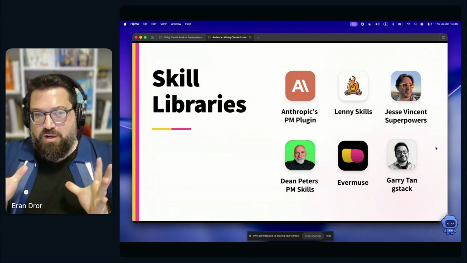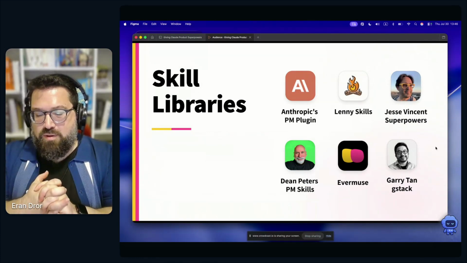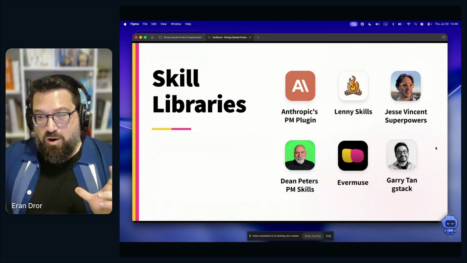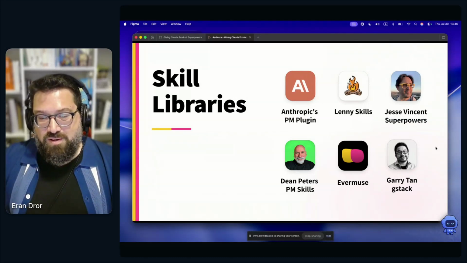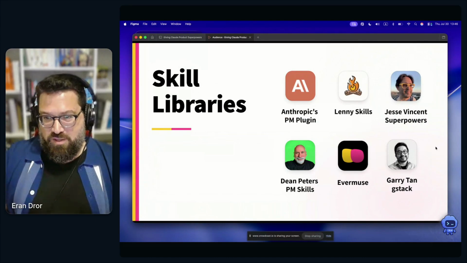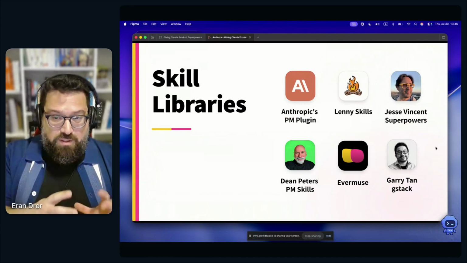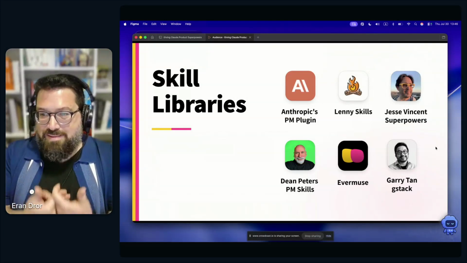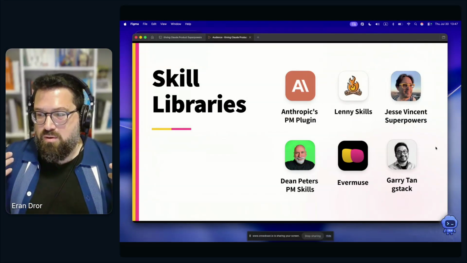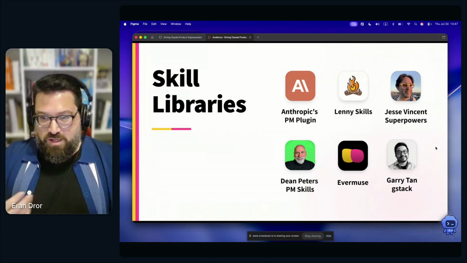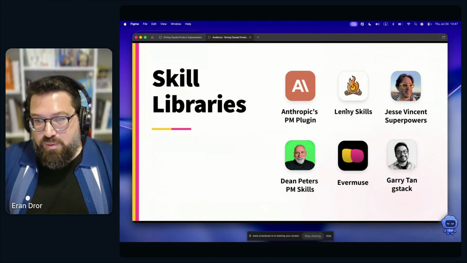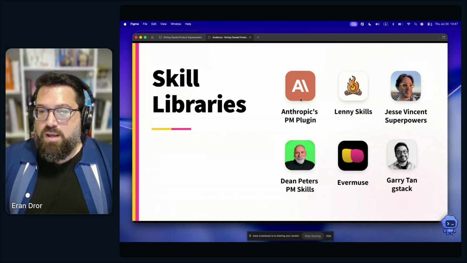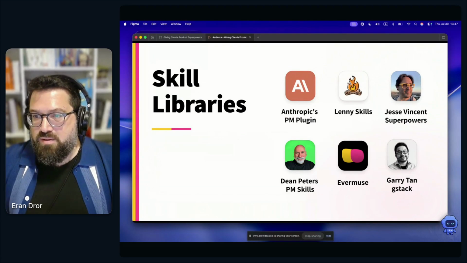Skill libraries are another category, and skill libraries are incredible value because for what they are, they're just a set of text files, right? They're just a set of skills telling you how to do different things. But if they're really well written, with really step-by-step guidance, and bring a lot of value, they can completely change how Claude does everyday things. So Anthropic's PM plugin is actually really, really great. I recommend it. Then we have Superpowers from Jesse Vincent.